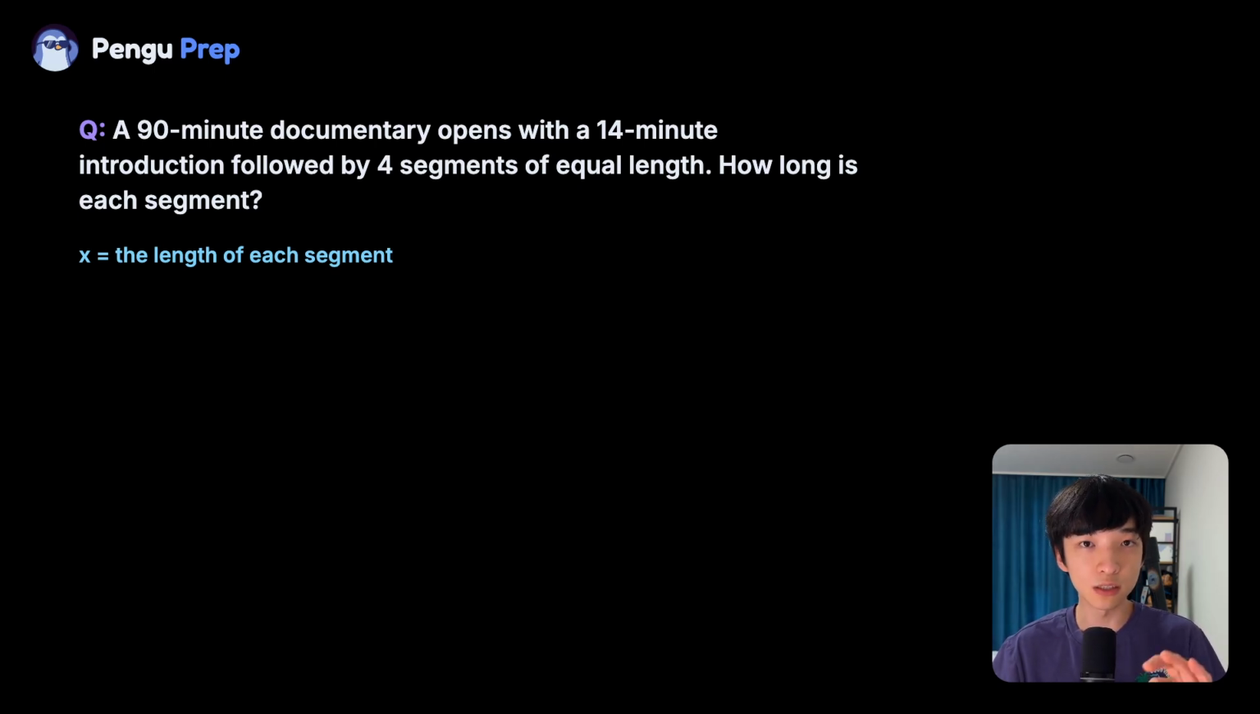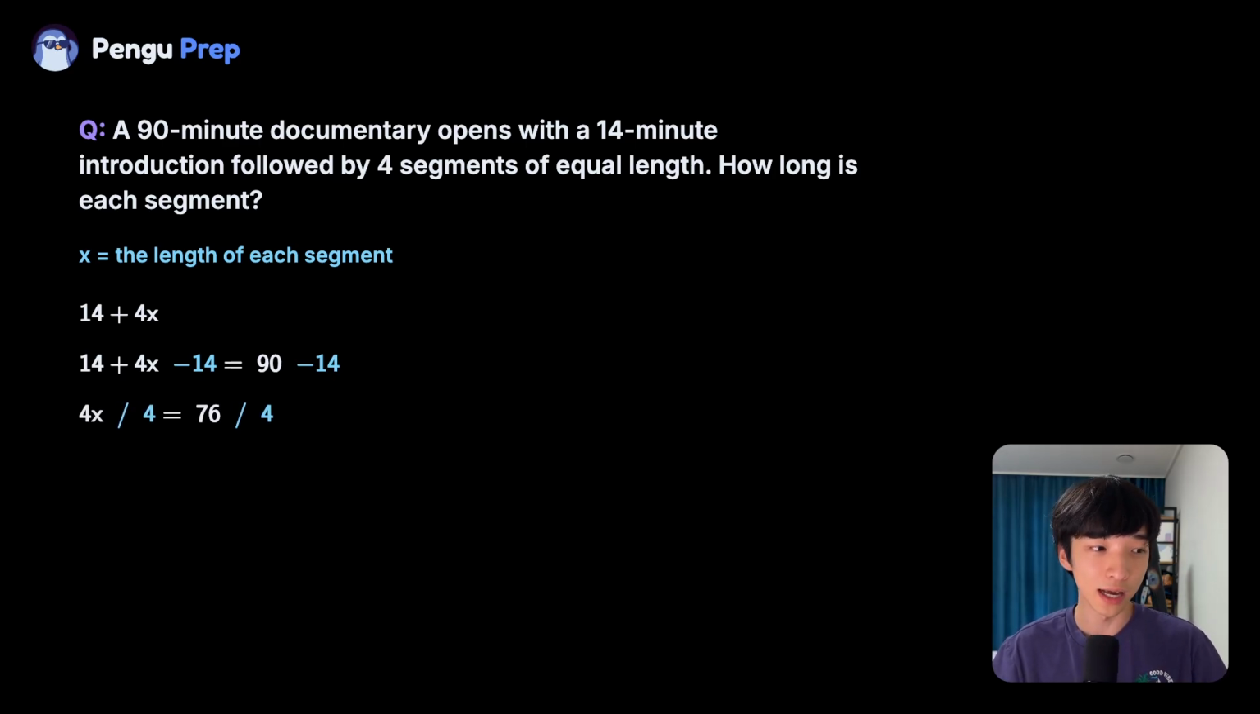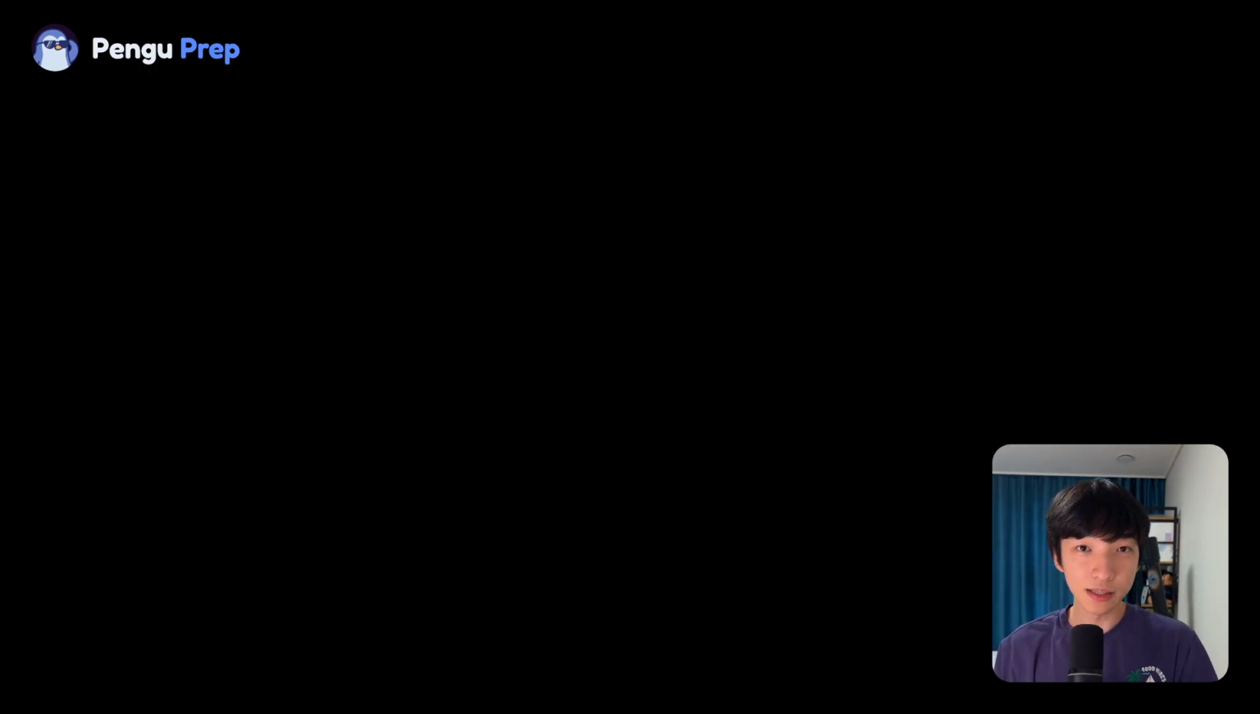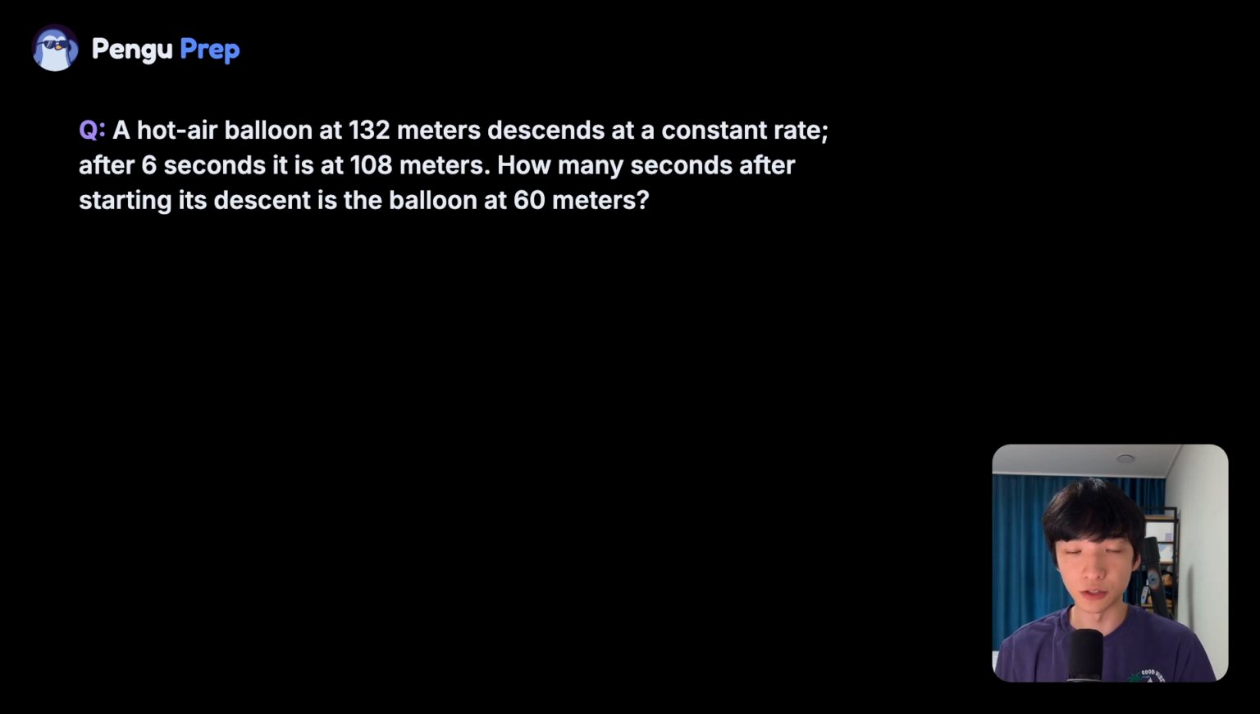So we can model the total time of the documentary as 14 plus 4x. That's going to be the introduction plus the 4 segments. And that has to be equal to the total duration of the documentary, 90 minutes. From here, I solve the linear equation, and that gets me x equals 19, so the answer is 19 minutes. Here's the next problem. Please pause the video and read it first.